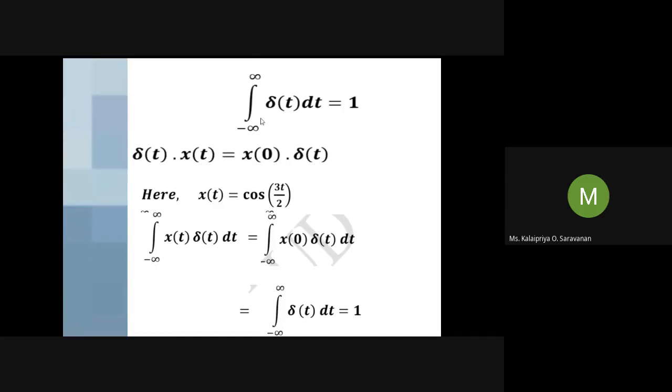Now your delta function, I mean your impulse function, can also be defined as my integral minus infinity to infinity del of t dt is equal to 1. If you integrate your entire impulse function with respect to minus infinity to plus infinity, this will yield 1. So whatever is your given expression, you can take that x of t is equal to cos 3t by 2. So what we will do here is we will substitute in the given integral and we will get the value for this. So when you substitute your x of t in the given expression, this is what you will yield.